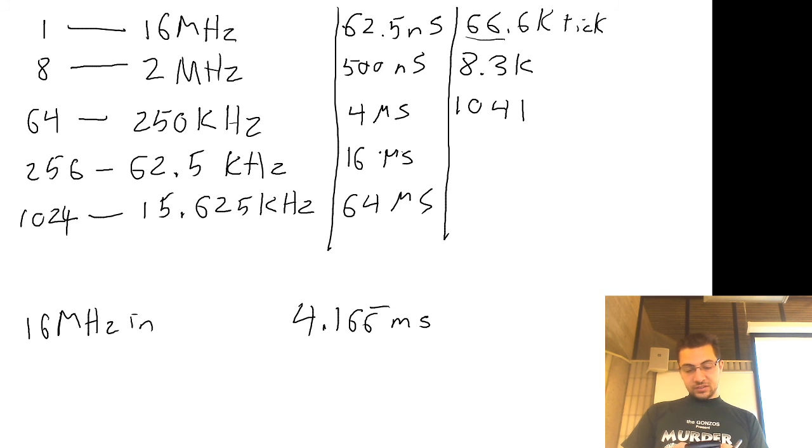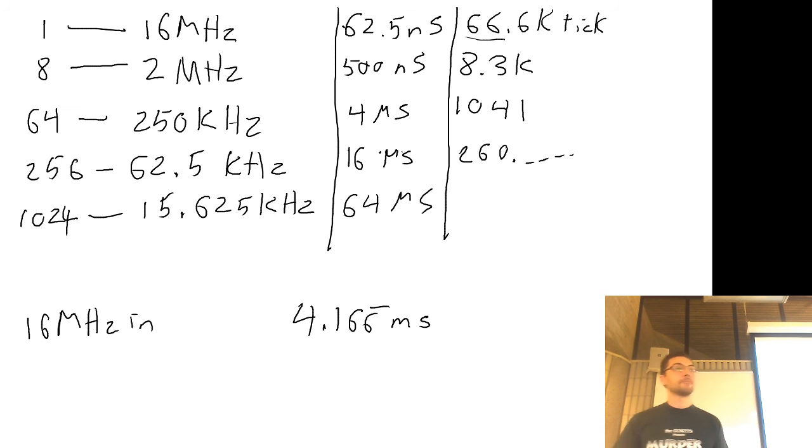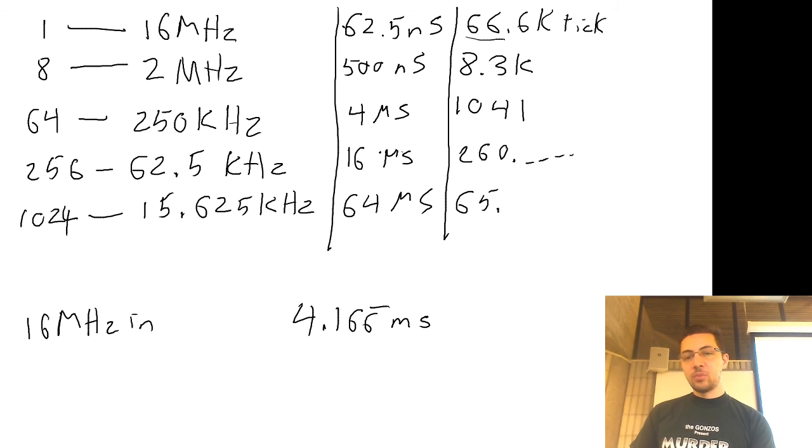Second insert, 16. Second insert didn't work. 16 microseconds gives me 260 point blah, blah, blah. Still too big. I need 255 or less. So finally, what do I end up with here? 64 microseconds gives me 65.104.